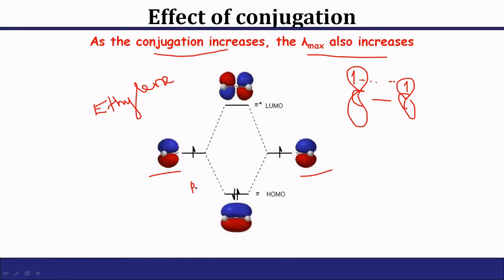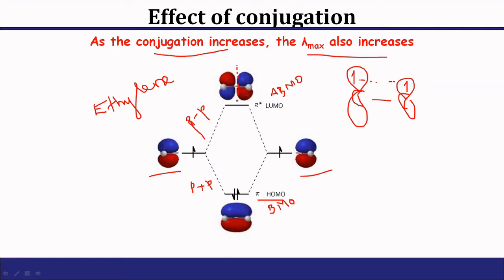Bonding orbital arises by the overlap of p orbitals, that is p plus p results in the formation of bonding molecular orbital, that is pi molecular orbital. P minus p results in the formation of pi star molecular orbital, that is anti-bonding molecular orbital.